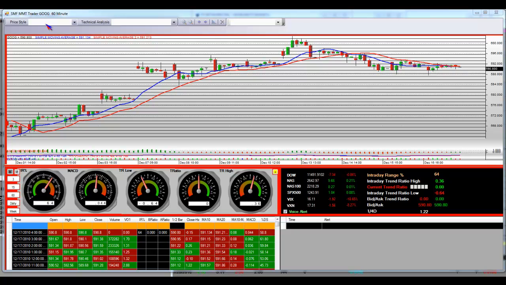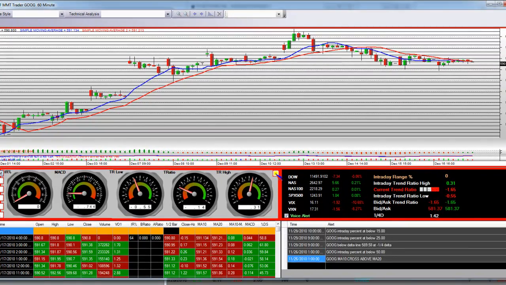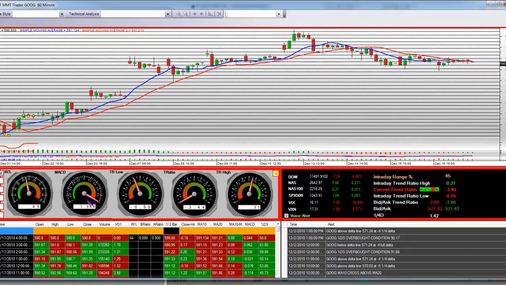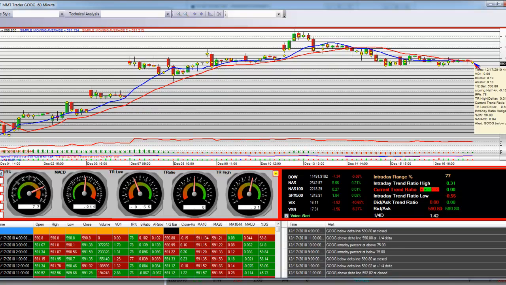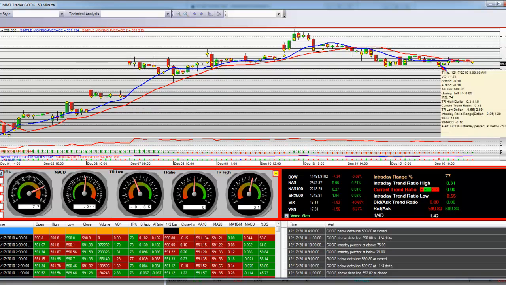SMF MMT's 60-minute chart on Google. I'm going to go ahead and price right here. You can see them gauges. Look at that. Everything is populating in the brain. MMTs. There we go. We're right over here. We finally got to the bottom of it. Now, what we're going to talk about is that 60-minute movement on a daily basis.